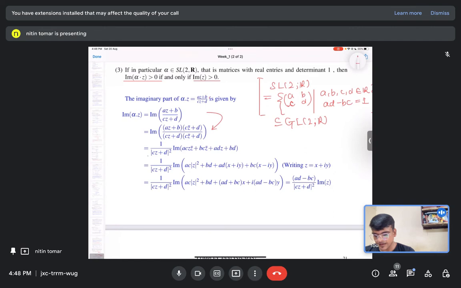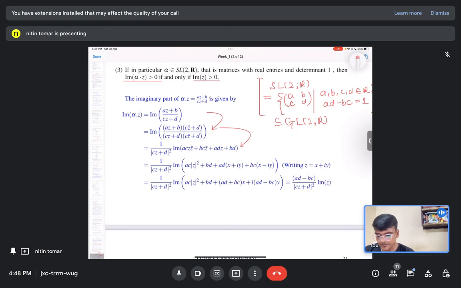So in the denominator you will have this, and in the numerator you will have AC Z Z bar plus BC Z bar plus AD Z plus BD. So again, this is very computational. What we are doing is computing the imaginary part of alpha dot Z. Now see, this Z Z bar is mod Z squared.